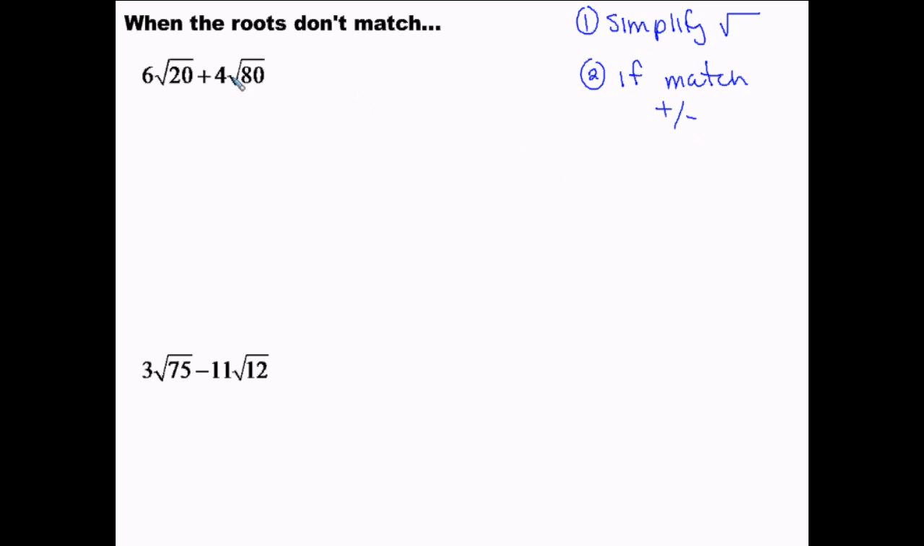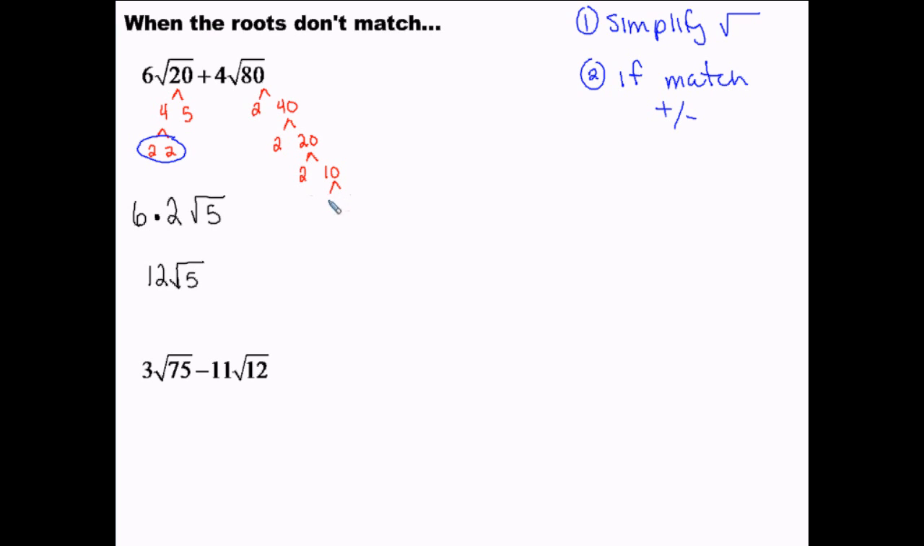Okay, so 20 is 4 times 5, and 4 is 2 times 2. So I have this pair of 2's that I can bring out. That 6 that was already there is still there. Doesn't go anywhere. I bring out the 2, and the 5 gets left behind. So 6 square root of 20 is the same thing as 12 square root of 5. So far, okay?